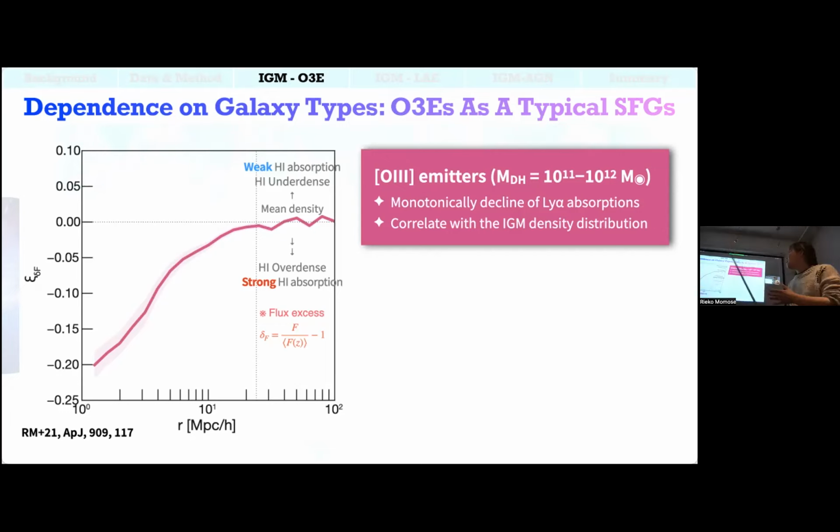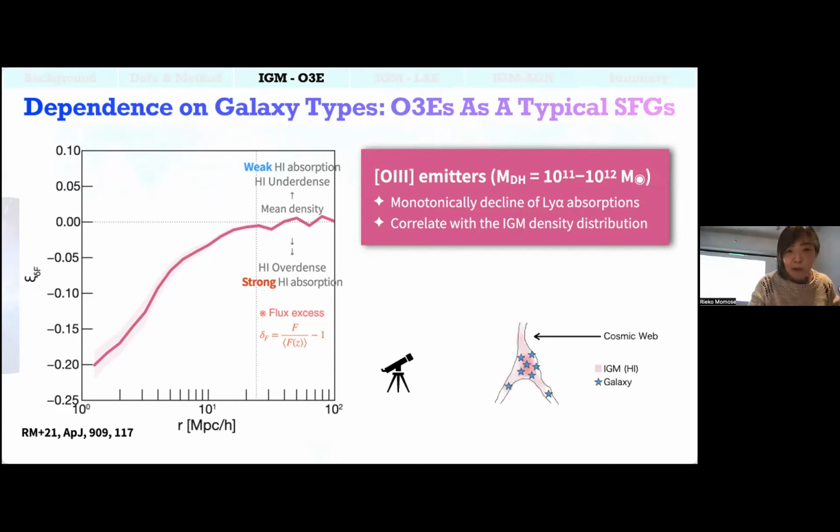From this cross-correlation function of O III emitters, we found that this correlation function shows a very similar trend to our simulation results, which has a monotonic decline in signal. So this correlation feature indicates the spatial correlation between O III emitters and neutral hydrogen density traced by Lyman-alpha absorption, as I illustrated here.